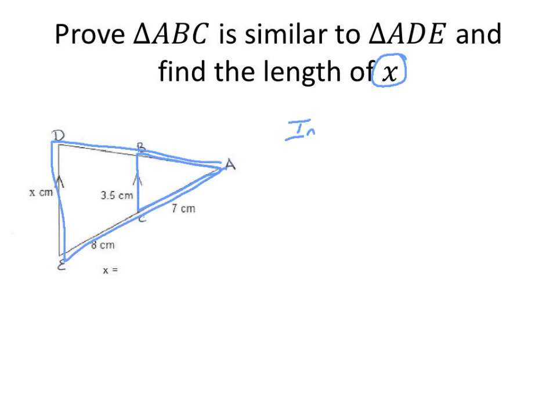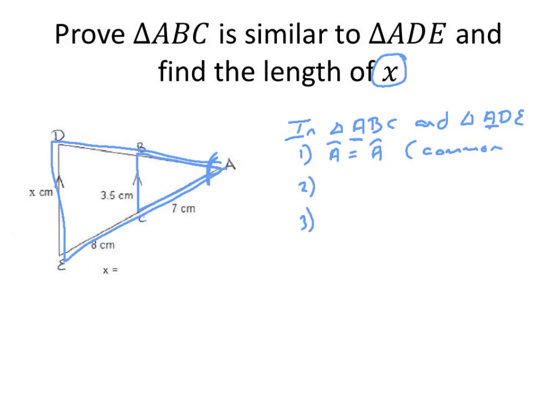Start with triangle ABC and triangle ADE. Three things I want to prove. Look here. A is in both triangles. So we can say angle A is equal to angle A. There's a common angle. I've got these parallel lines here, and I can see there we can draw an F shape. So angle B is going to be equal to angle D, corresponding angles.